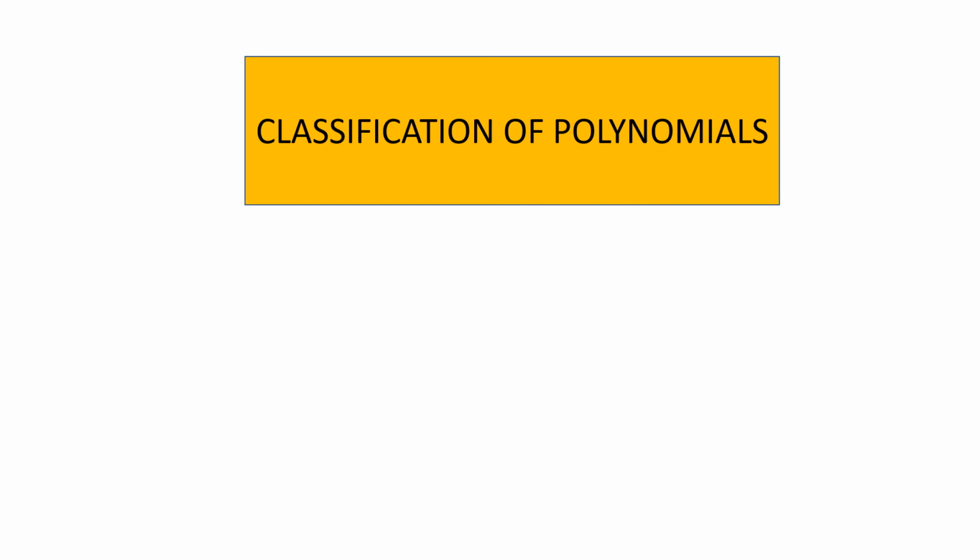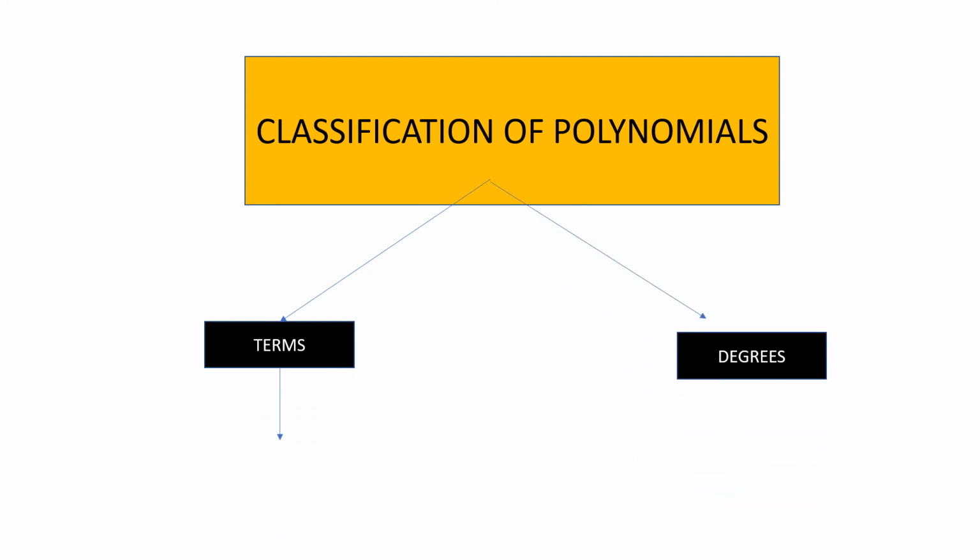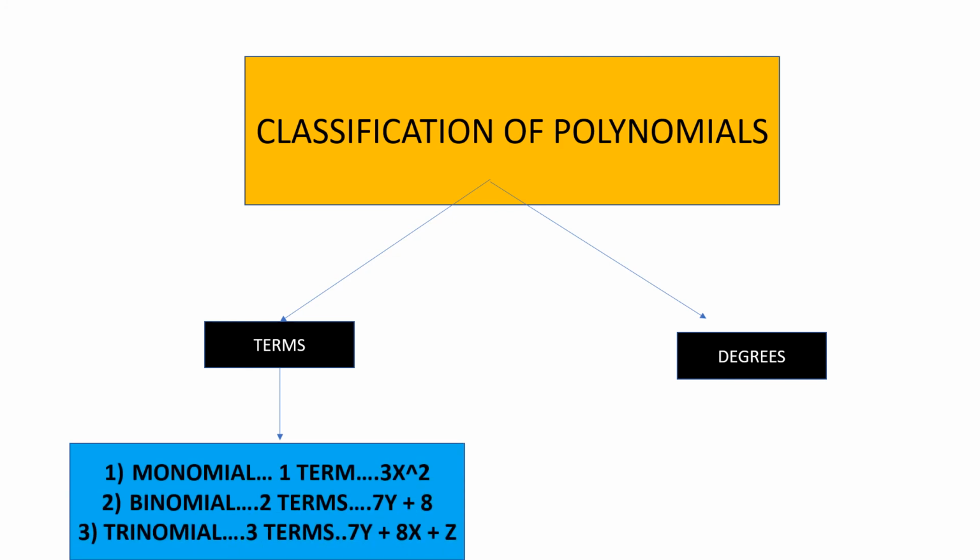Now let us understand the classification of polynomials. Polynomials are classified based on terms and based on degrees. According to the term, it's divided into monomial, only one term. Here you are able to see the example, 3x square. Only one term is there, so it is a monomial. Next is binomial. Binomial means two terms. Example 7y plus 8. Trinomial, 3 terms, 7y plus 8x plus z.